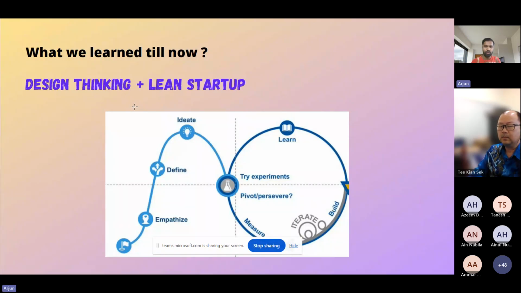So both of these together now give you a very good framework to develop new products, develop new services, start up your own venture, or if you go to a company, you can propose new products by using this framework. So that is why these two frameworks are very important in today's world.